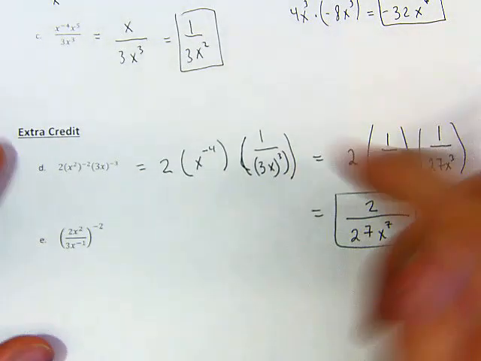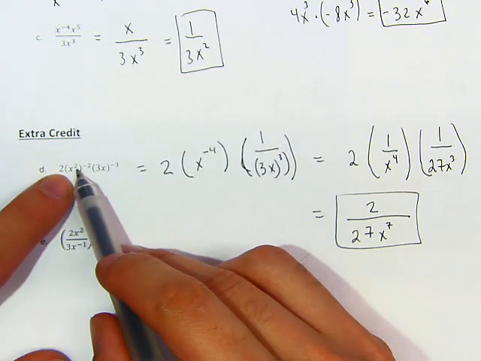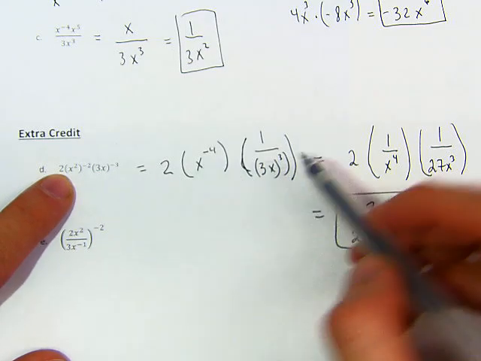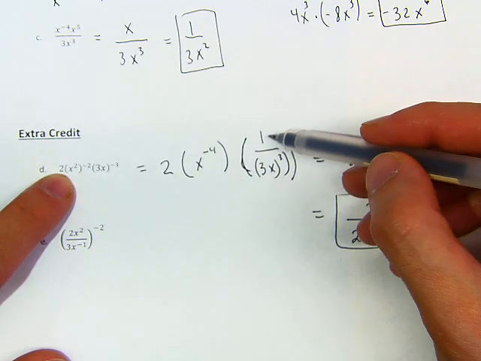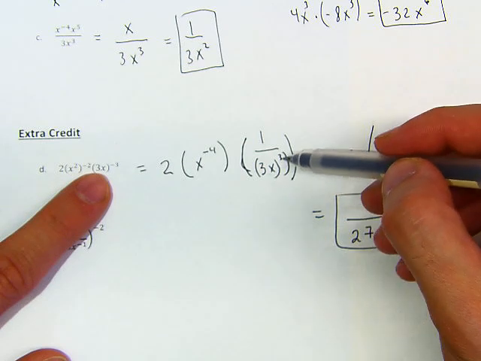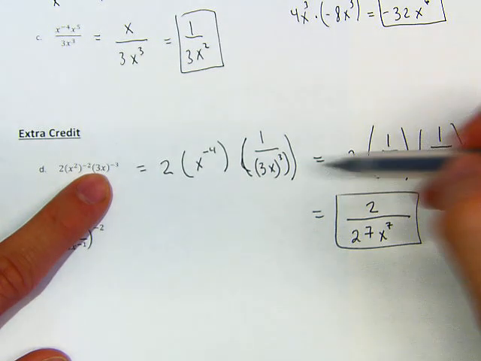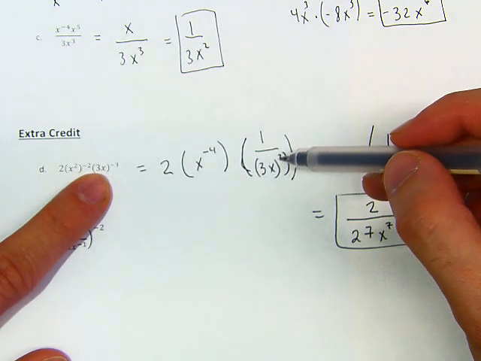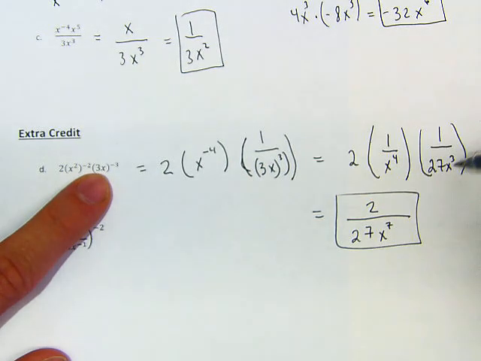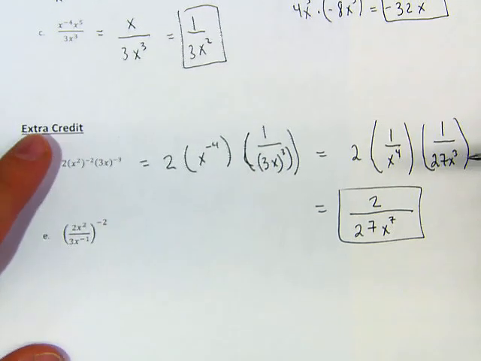Follow the rules. Right? This is x to the 2 times negative 2, so that's negative 4. This becomes 1 over 3x cubed. And then here, the 3 cubed is 27, and x cubed is just x cubed here, and then it follows.